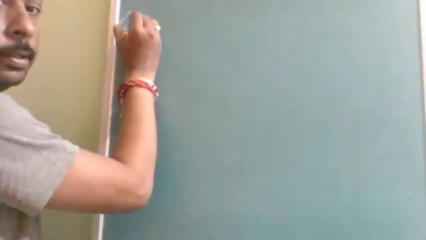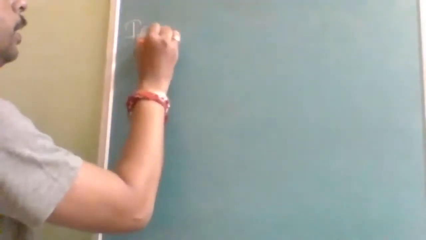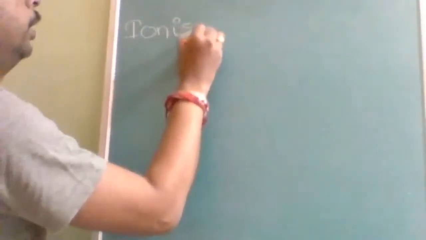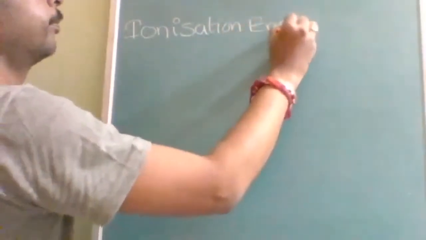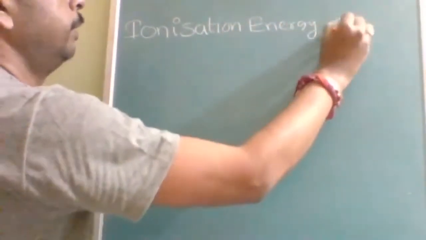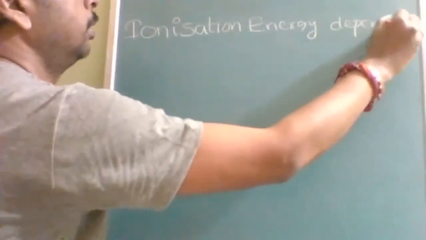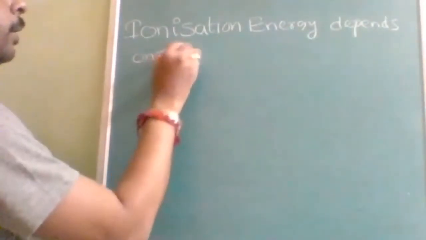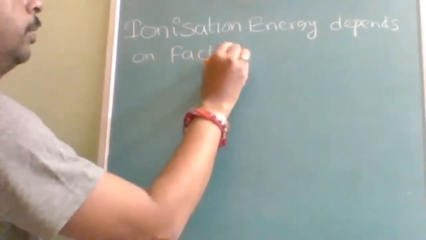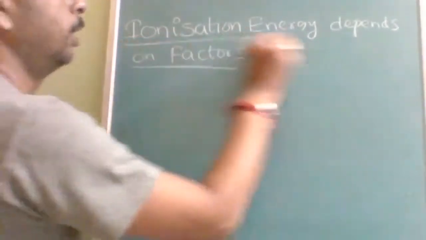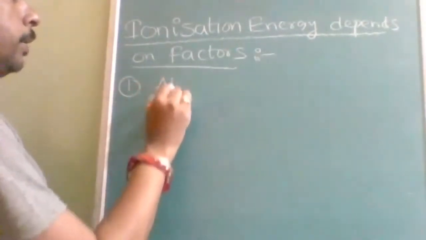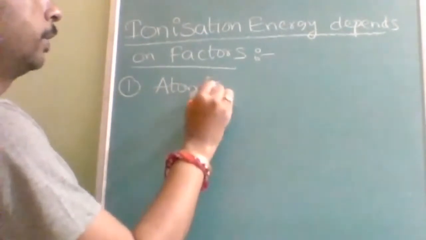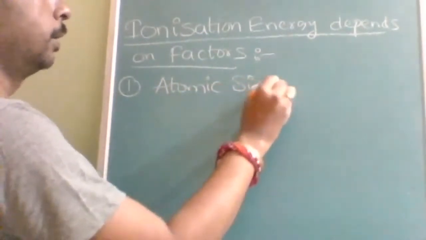Okay, next most important topic of ionization energy. Ionization energy itself is an important topic. Ionization energy depends on factors. Depends on what factors? Okay, on what factor it is depending. First one is atomic size. What is the first one? Atomic size.